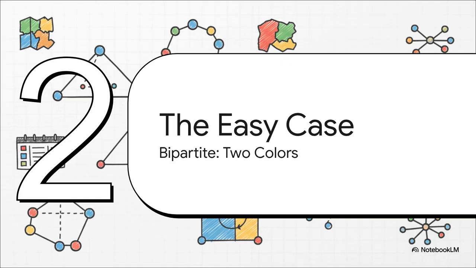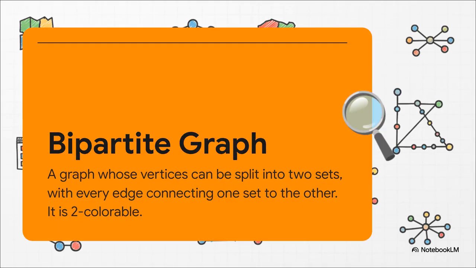All right, now that we get the idea, let's start with the easy case. Because, believe it or not, some of these puzzles are incredibly simple. You can solve them with just 2 colors. This is kind of the low-hanging fruit of the graph coloring world. We call a graph like this a bipartite graph. The key idea here is that you can split all the points into 2 teams. Let's say Team A and Team B.